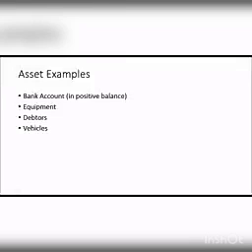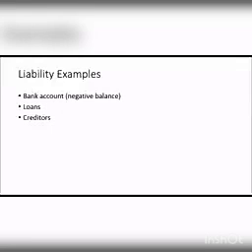Asset examples: bank accounts. They're in a positive balance. If they're in a negative balance, then it's a liability. So the cash in the bank account is something that you own. So a bank account is an asset. Equipment is an asset. Debtors, money that people owe to you. Cash that you own. Vehicles, that's vehicles that you own, not vehicles that you have a lease contract with.